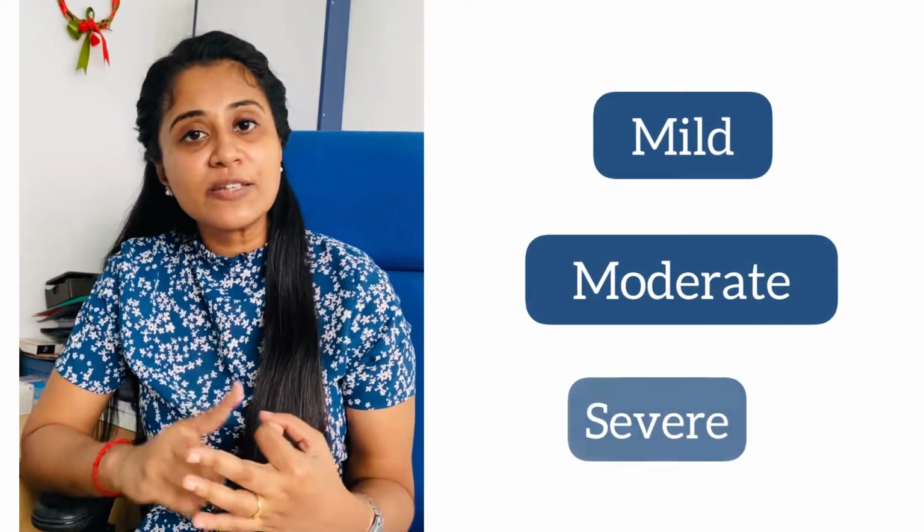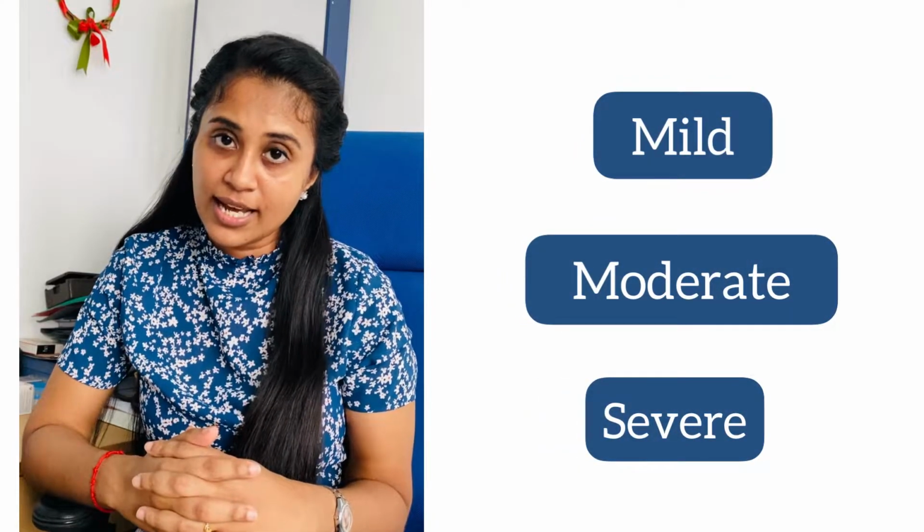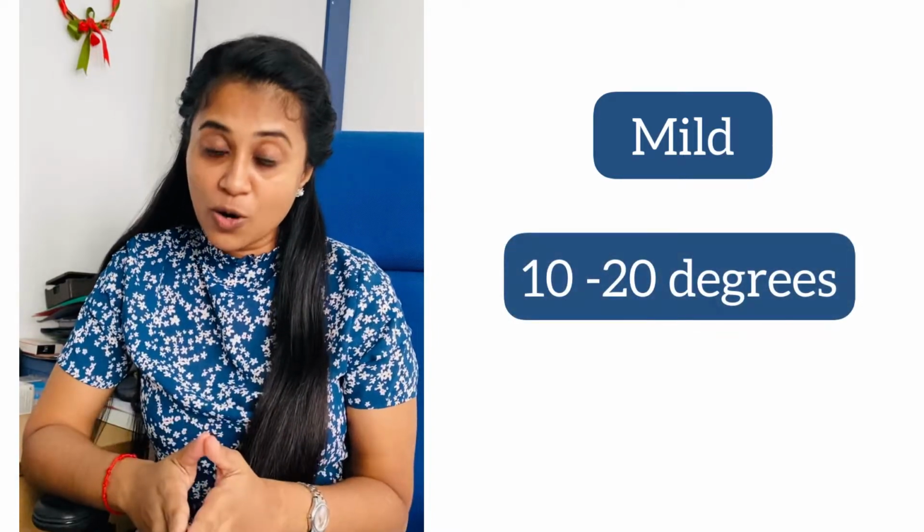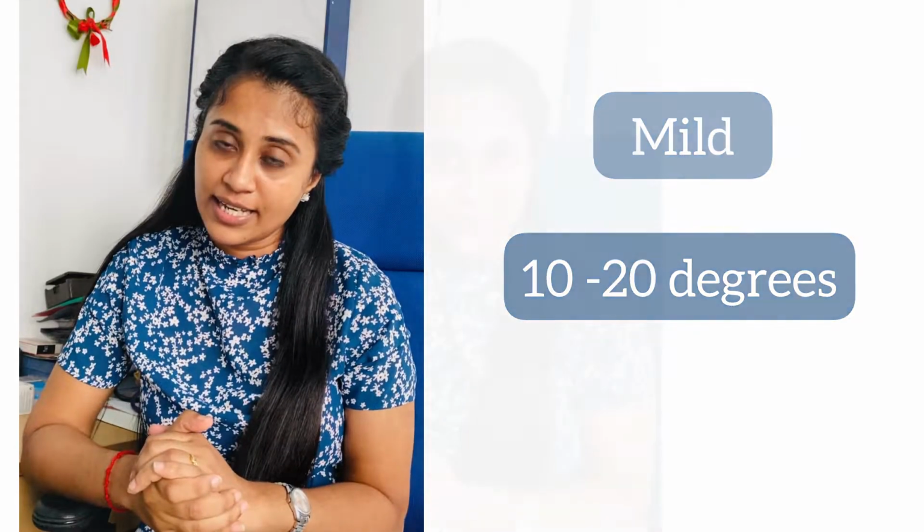Depending on the severity of the curvature, we can divide scoliosis into three categories: mild, moderate, and severe curvatures. A mild scoliosis means that the curvature is 10 to 20 degrees or less than 10 degrees. The scoliosis can be reduced or fixed with a specific selection of exercises.